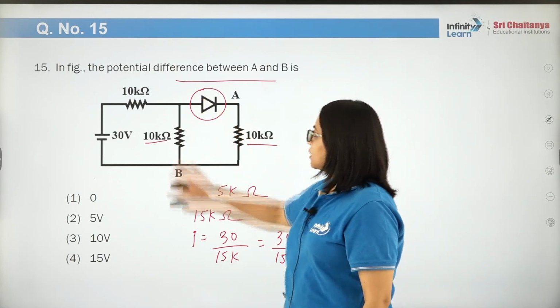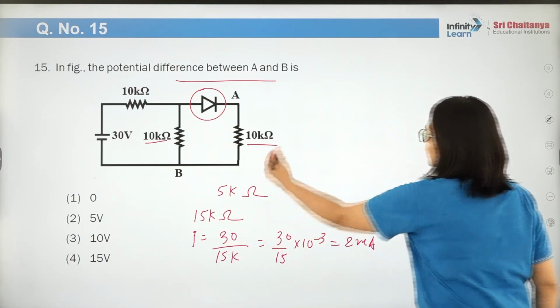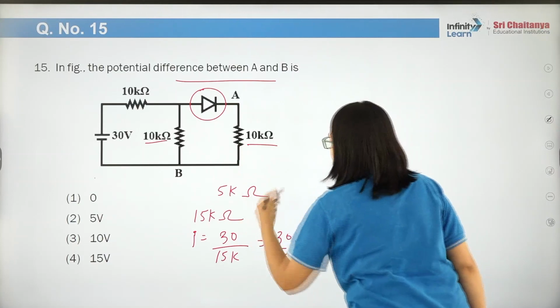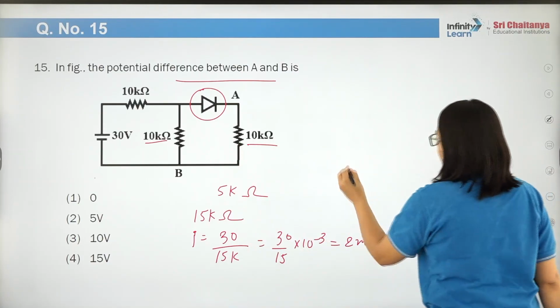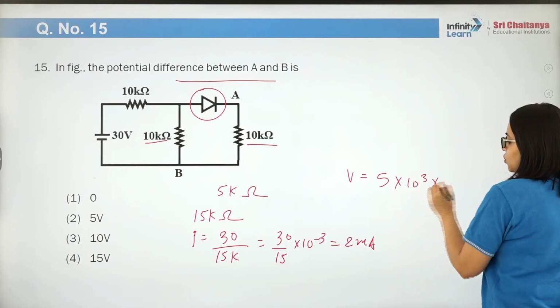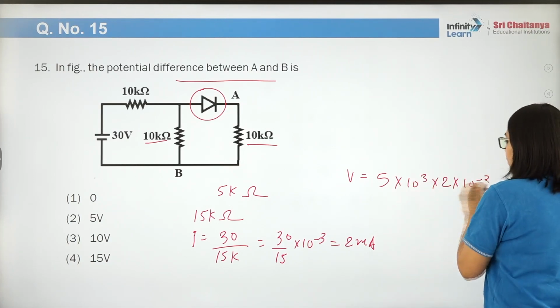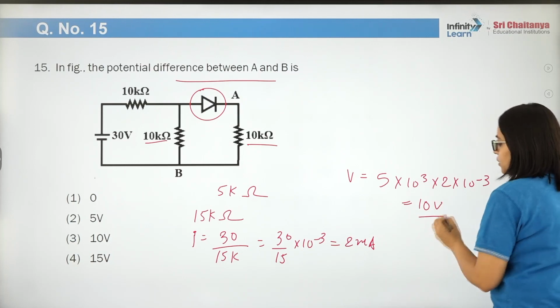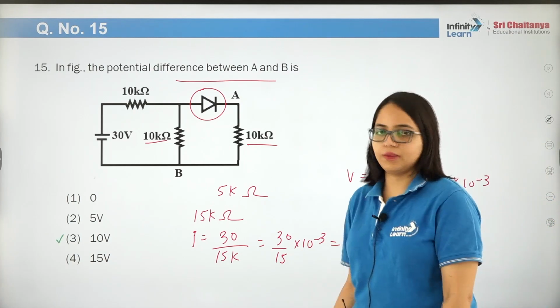Now this will be the potential difference across the combination of these two, that is 5 kilo ohm. So V is equal to I into R, 5 into 10 power 3 into 2 into 10 power minus 3, which is equal to 10 volt. So correct answer is option 3.